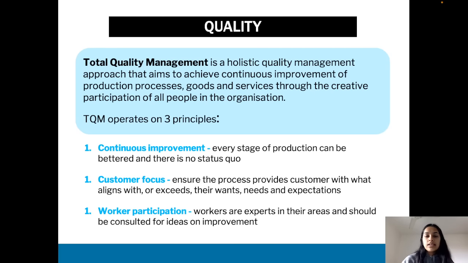TQM is a holistic quality management approach, and it really looks at achieving continuous improvement of production processes, goods and services through involving everyone in the organization. And the three principles within TQM. So continuous improvement, ensuring that every stage of production is bettered, constantly improving.